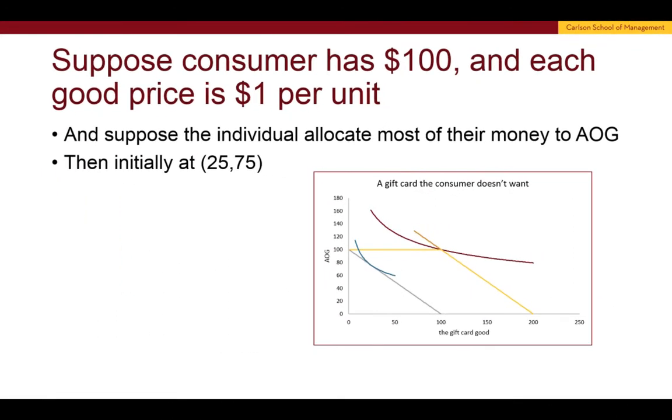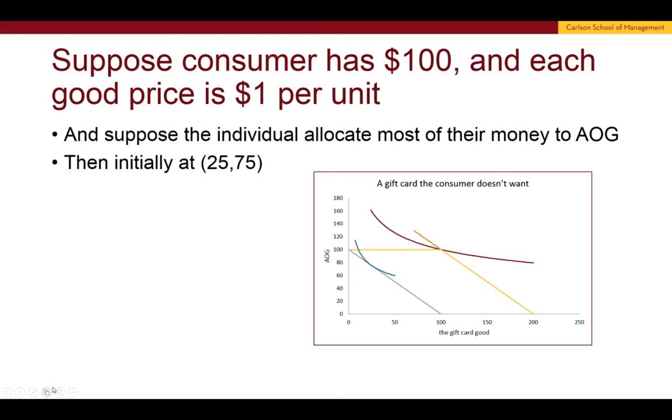Let's think about a consumer who has $100 prior to receiving any gift card. Let's suppose there are two goods, one of which is like the gift card good and the other is all other goods. Let's suppose each of the two goods has a price of $1 per unit. So this is a pretty simple setup. Now, let's suppose that the initial allocation, the way the individual would allocate his or her money in the absence of a gift card, would be mostly over to AOG, and only a quarter of the spending would be on the gift card good.